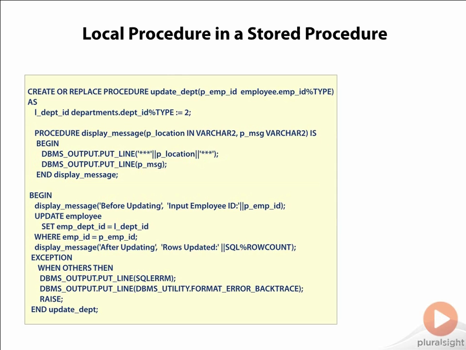From this point on, display_message is another identifier in the code which has visibility from here to the end of the procedure. Later in the execution section, we execute all these lines by a single call to display_message. In the beginning, we call it with p_location as before updating and p_message as input employee ID concatenated with the passed employee ID.